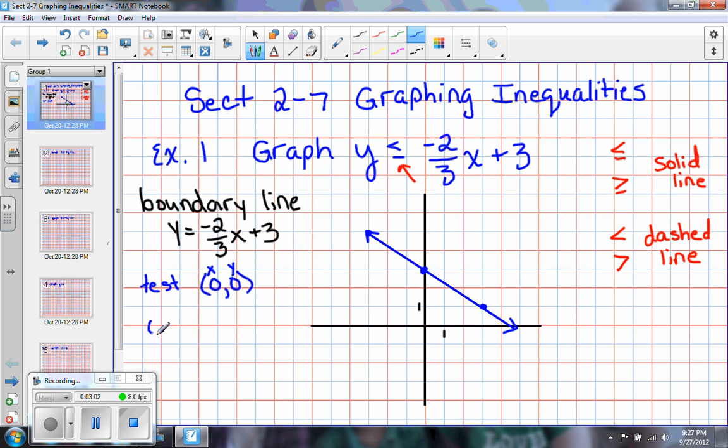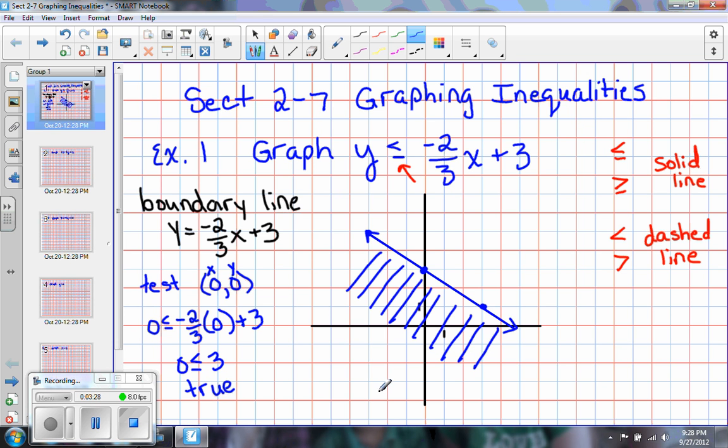So I'm going to test 0, 0 and plug these values in for x and y into my inequality. And if I do, I get 0 is less than or equal to negative 2/3 times 0 plus 3. Which gives me 0 is less than or equal to 3. Now this is a true statement. Because it's a true statement, I'm going to shade the side of the line that includes 0, 0. So I'll shade this side of the line. Now what that means is every point on this side of the line will make the inequality true.